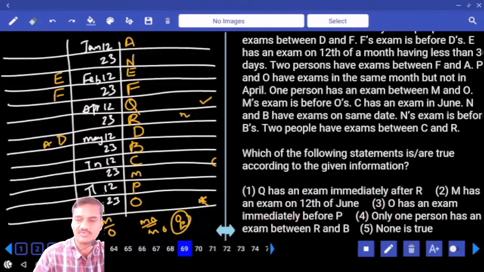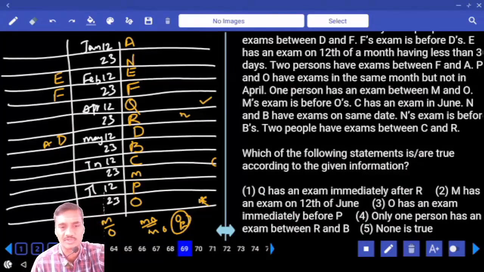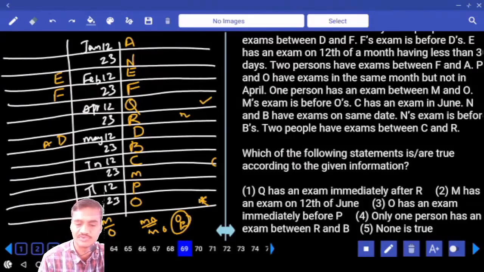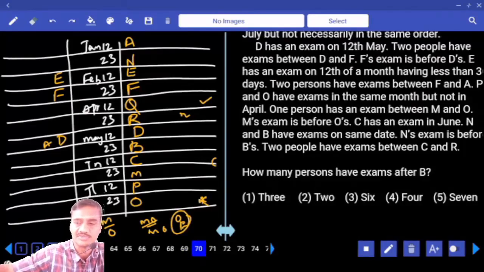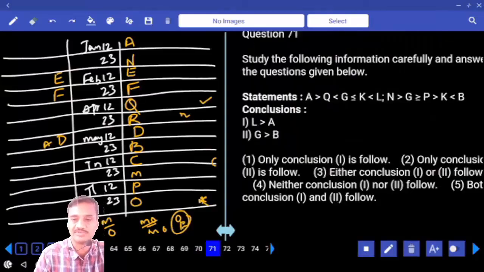The next one, which of the following statements are true? Q has an exam immediately after R. Q immediately after R is false. And M has an exam on 12th of June. That is again false. O has an exam immediately before P is false. One person has exam between R and B. That is definitely true. Choice 469. How many persons have their examinations after B? There are 4 persons. Choice for question number 70.